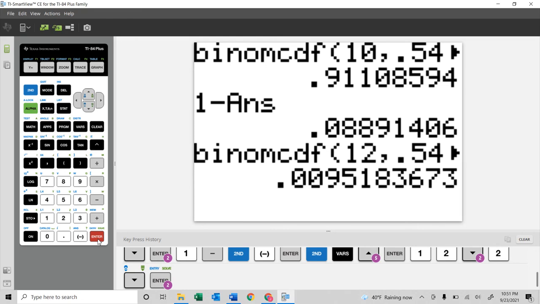Now there is another way to do these cumulatives. You could find each PDF and add them together. So like in this case, I could have found 0, 1, and 2, added the 3 values together, and I would have got this same value. It's a lot more tedious when you have the nice CDF function that does it all at once.